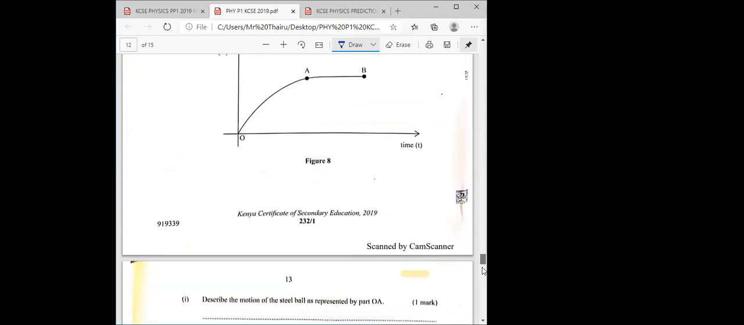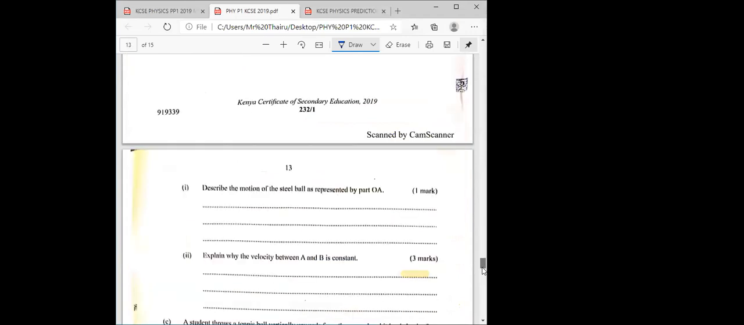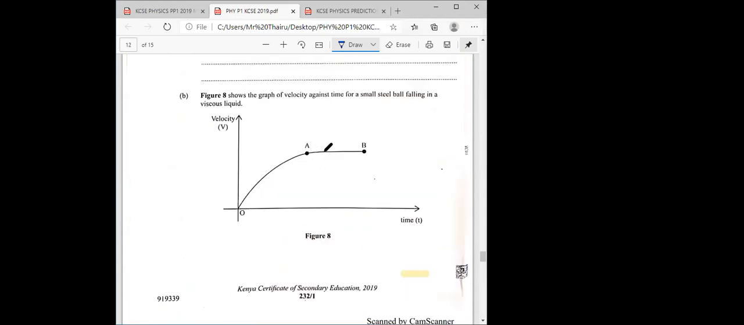Now we move to the next. Explain why the velocity between A and B is constant. Remember here we have said that there is a decrease in acceleration until it attains a constant velocity. Why do you think the velocity here is going to be constant?